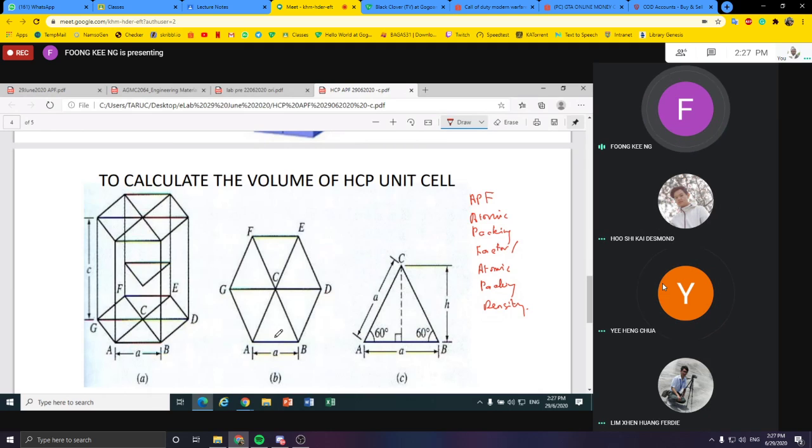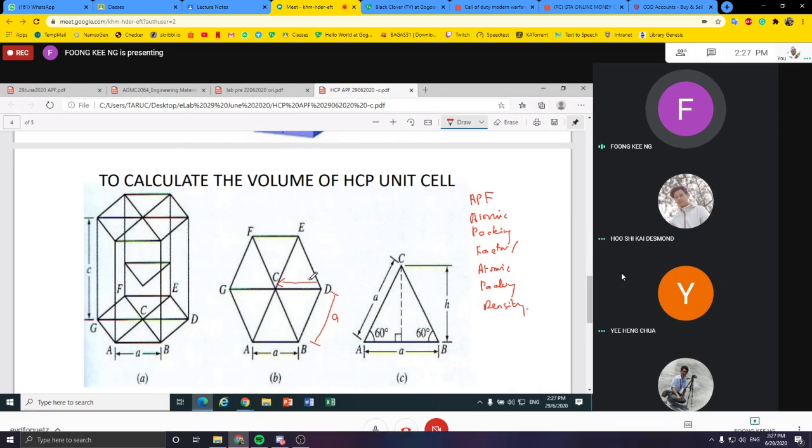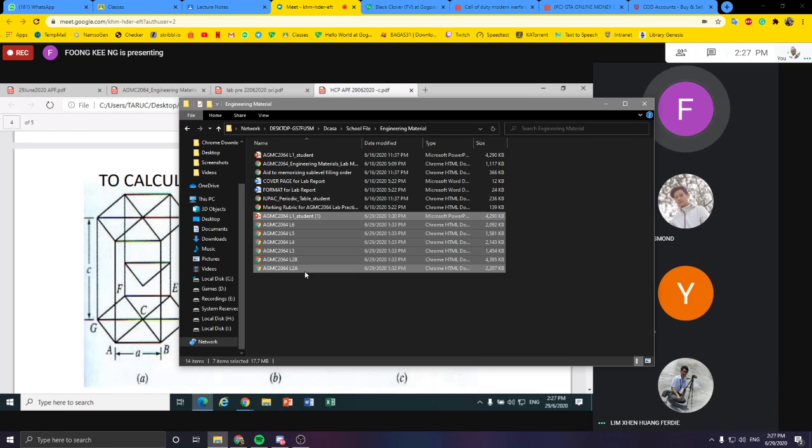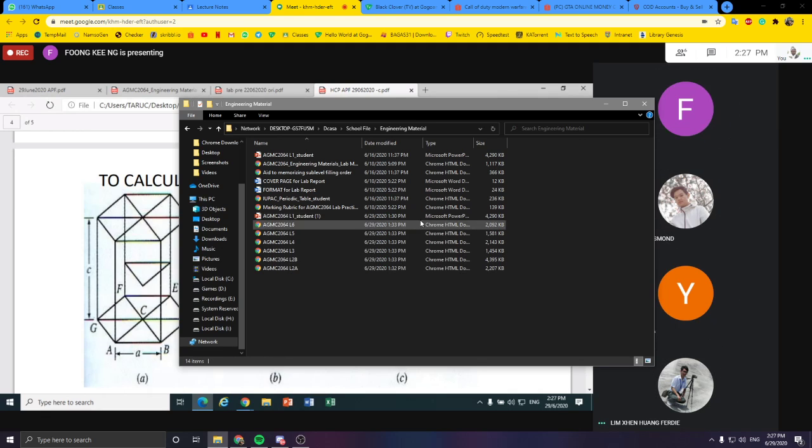What kind of triangle is this? Can you tell me? Equilateral. Very good, equilateral. How much is here? A. How much is here? A. Equilateral means all sides are the same. How much is the angle here? 60. Very good. It's shown in here.